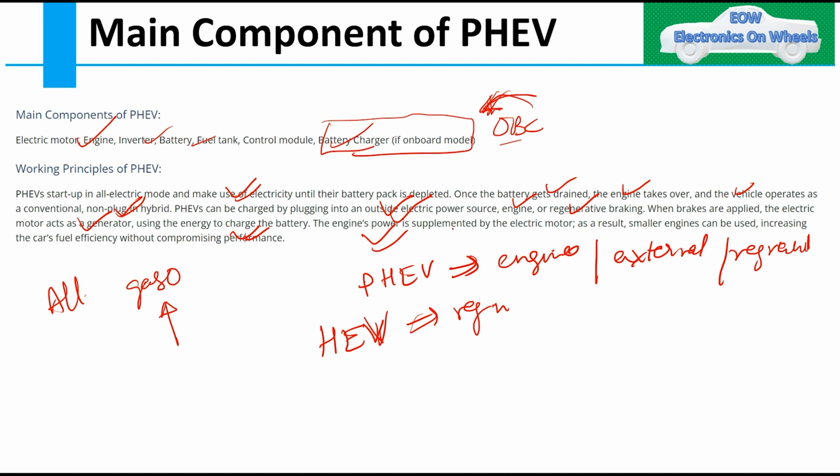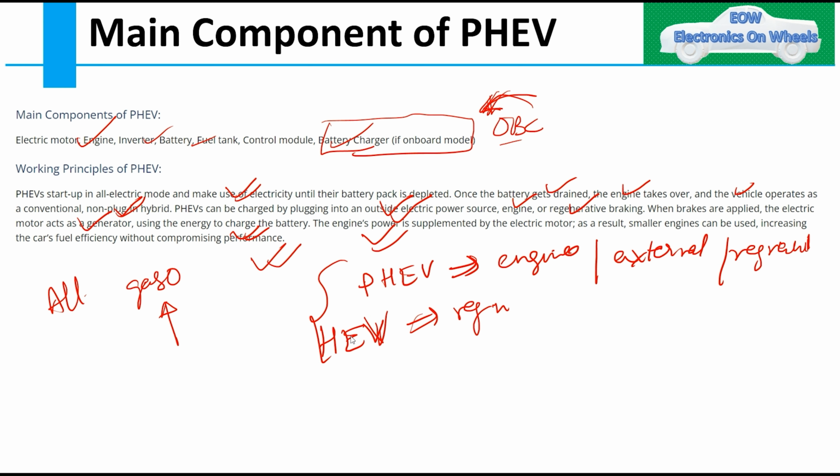Then engine power is supplemented by the electric motor. As a result, a smaller engine can be used, increasing the car's fuel efficiency without compromising performance. So this is the difference between PHEV and HEV. I hope you understand.